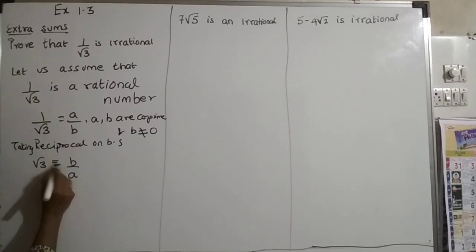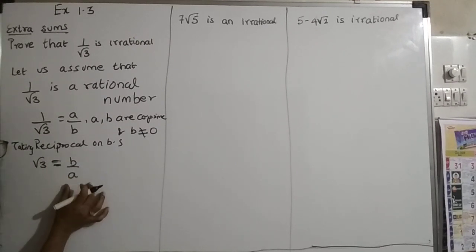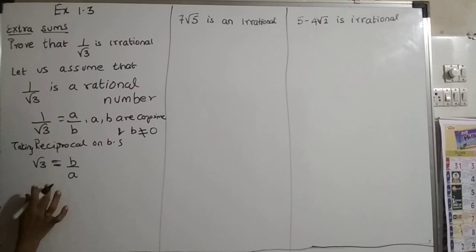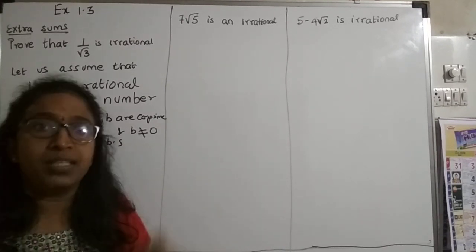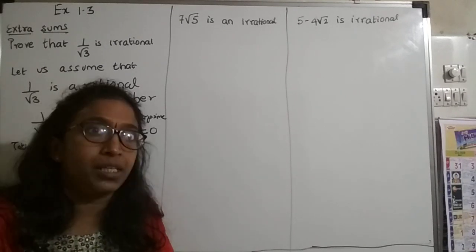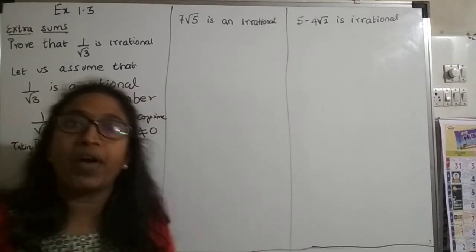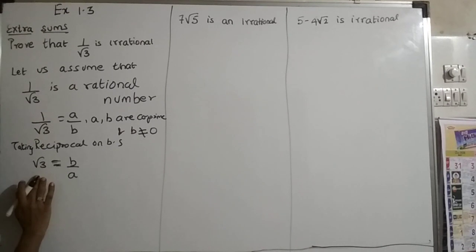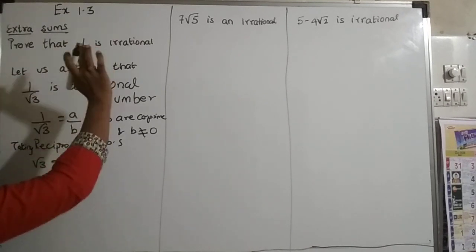Now this equal to sign in mathematics means that if this is rational, obviously this also should be rational. Correct? Why do we write an equal to sign? Because if this is rational, this is also rational. But this contradicts the fact that root 3 is irrational. Therefore, 1 upon root 3 is irrational.